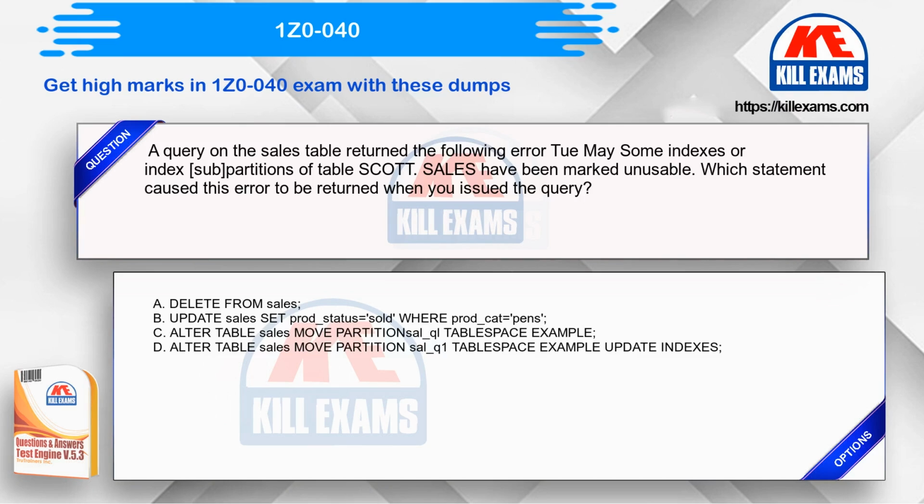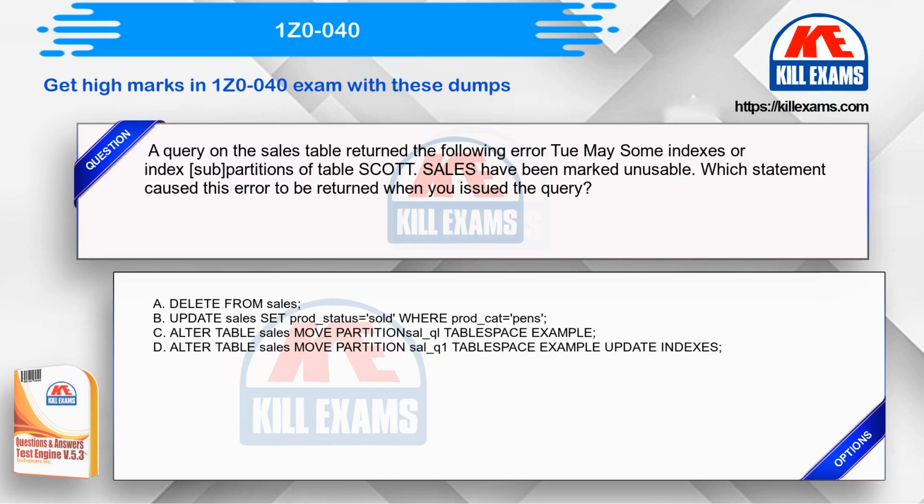A query on the SALES table returned the following error: ORA-01502: index or partition of such index is in unusable state. Some indexes or index subpartitions of table SCOTT.SALES have been marked unusable. Which statement caused this error to be returned when you issued the query? Option A. DELETE FROM sales. Option B. UPDATE sales SET prod_status = 'sold' WHERE prod_cat = 'pence'.